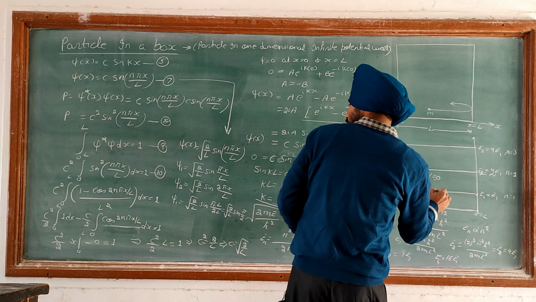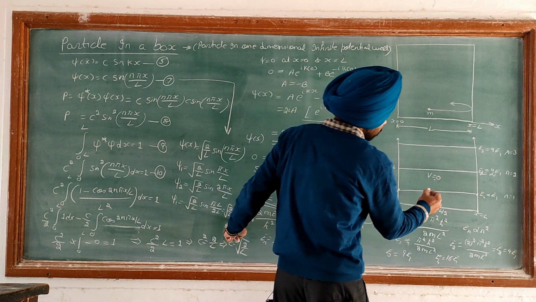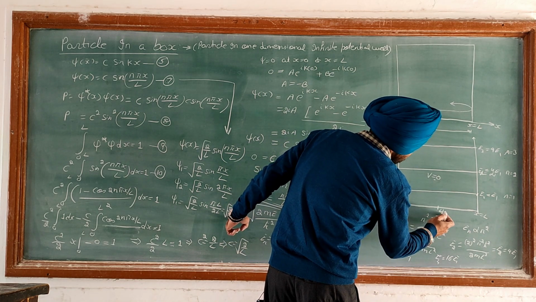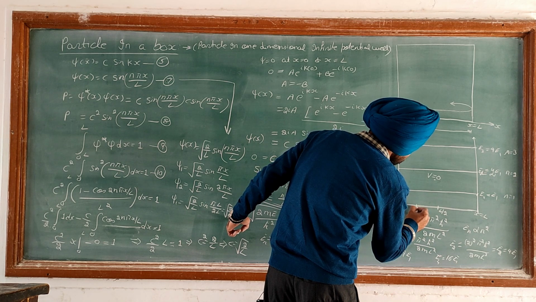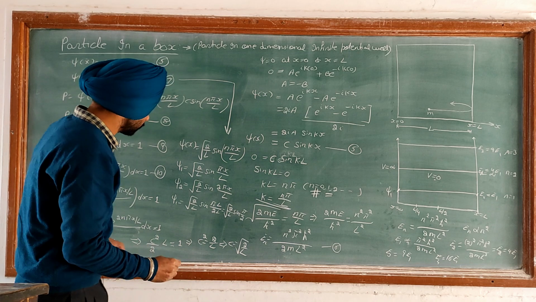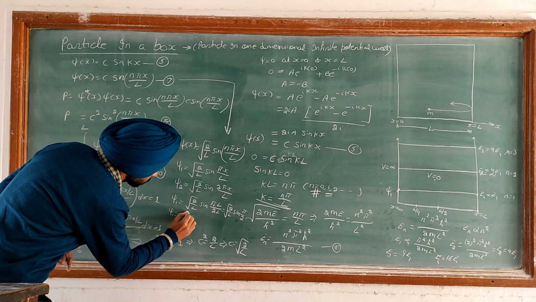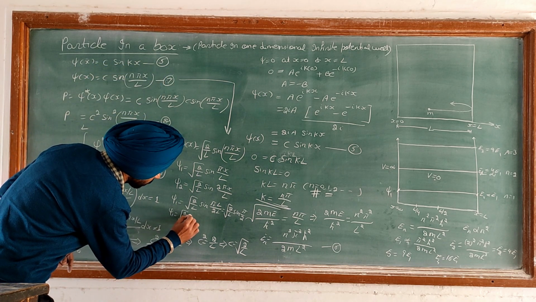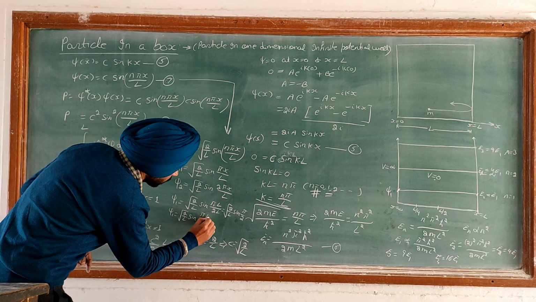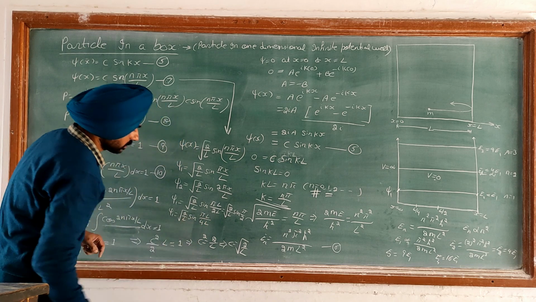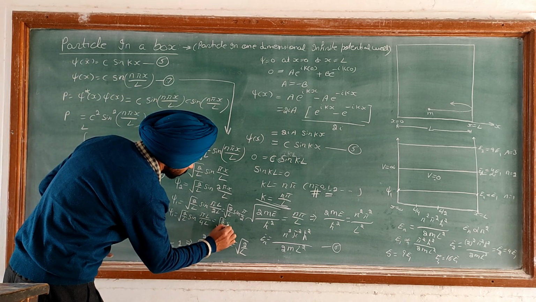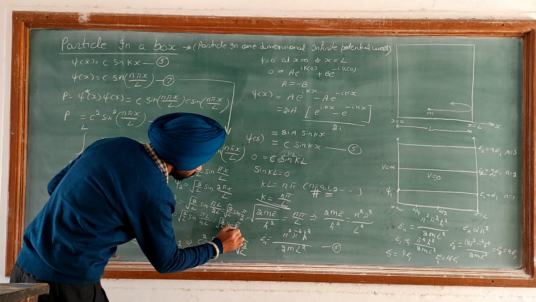So let it be square root 2 by L, this height. Now in the middle of this, L by 2, and x equal to 0, there is L by 4. If it is L by 4, then psi 1 is square root 2 by L sine pi L by 4L. So it is square root 2 by L sine pi by 4.